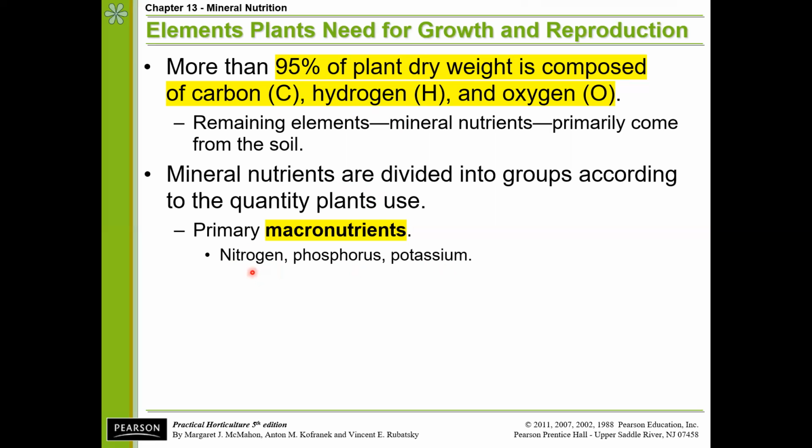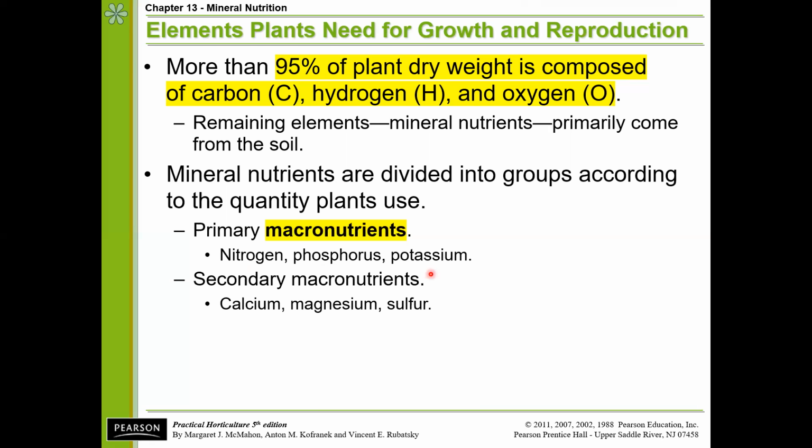Nitrogen is by far the most needed, and that's because it is actually in the chlorophyll molecule itself. I'm not saying that these are less important, they're also equally important, but nitrogen is usually the one that is found in the least supply.